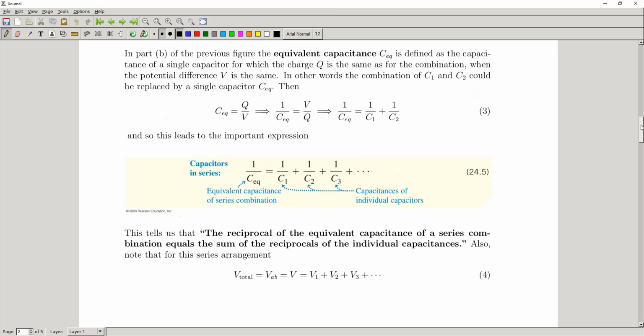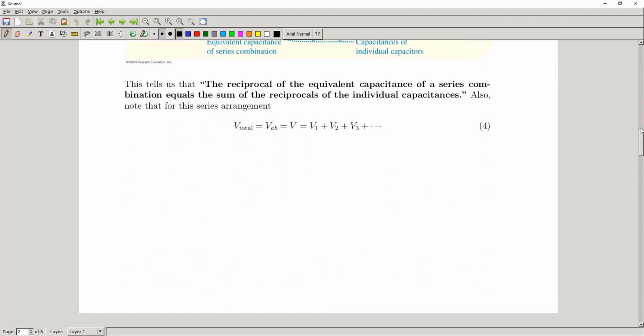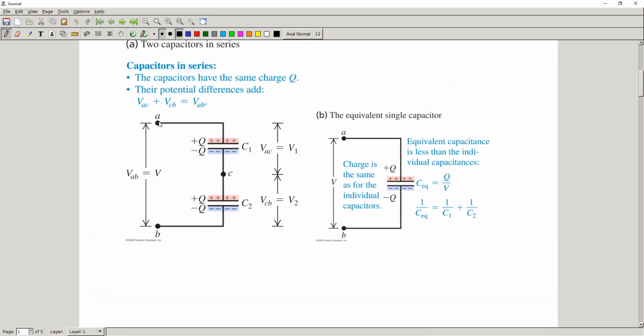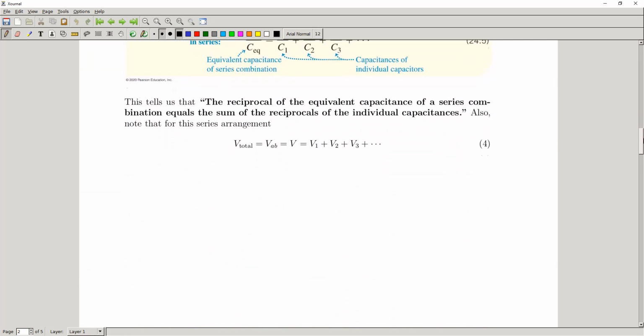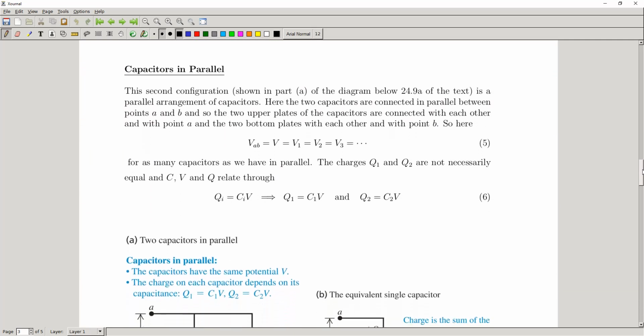We also want to note that for these capacitors in series, our total potential difference, our VAB, which we sometimes write as V, is actually going to be equal to V1 plus V2 plus V3. So the potential difference across AB is going to be the sum of the potential differences across AC and CB. So that's basically capacitors in series. Let's now take a look at capacitors in parallel.